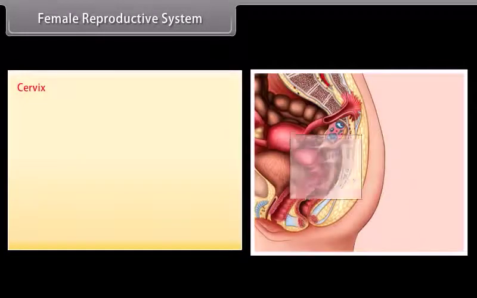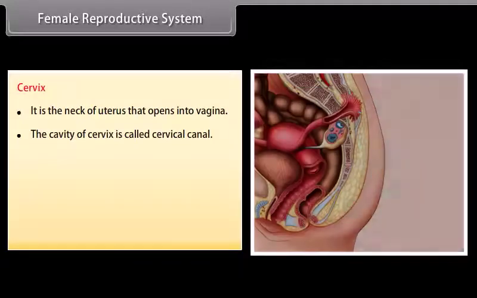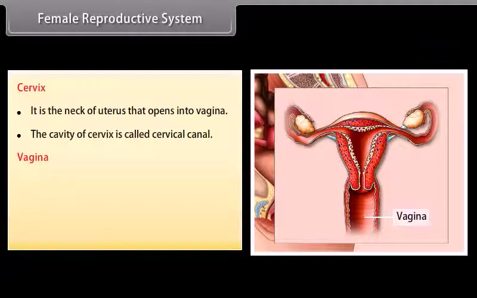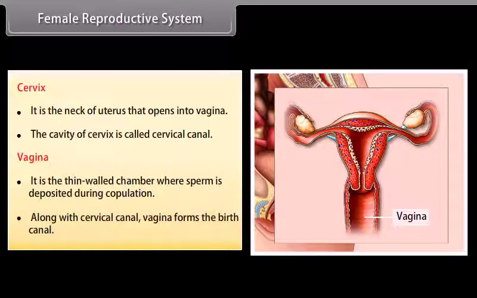Cervix. It is the neck of the uterus that opens into the vagina. The cavity of the cervix is called the cervical canal. Vagina. It is the thin-walled chamber where sperm is deposited during copulation. Along with the cervical canal, the vagina forms the birth canal.